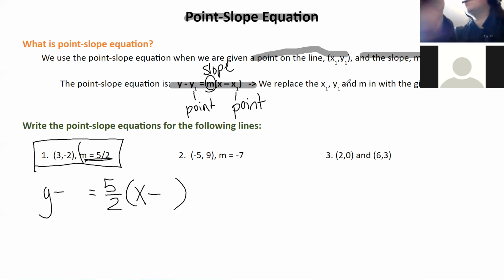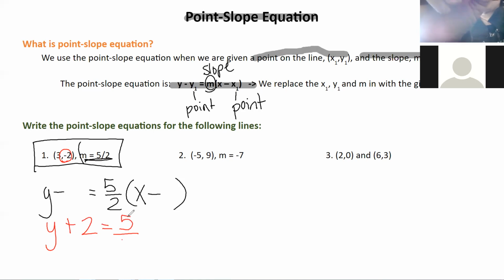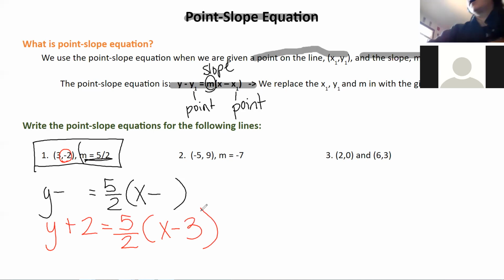So notice how Lucy said y plus 2 and x minus 3. Why does this turn into a plus 2 if we have a negative 2 for our y? Why is Lucy saying this should be y plus 2? This is what Lucy said. And I concur. I say that is correct.